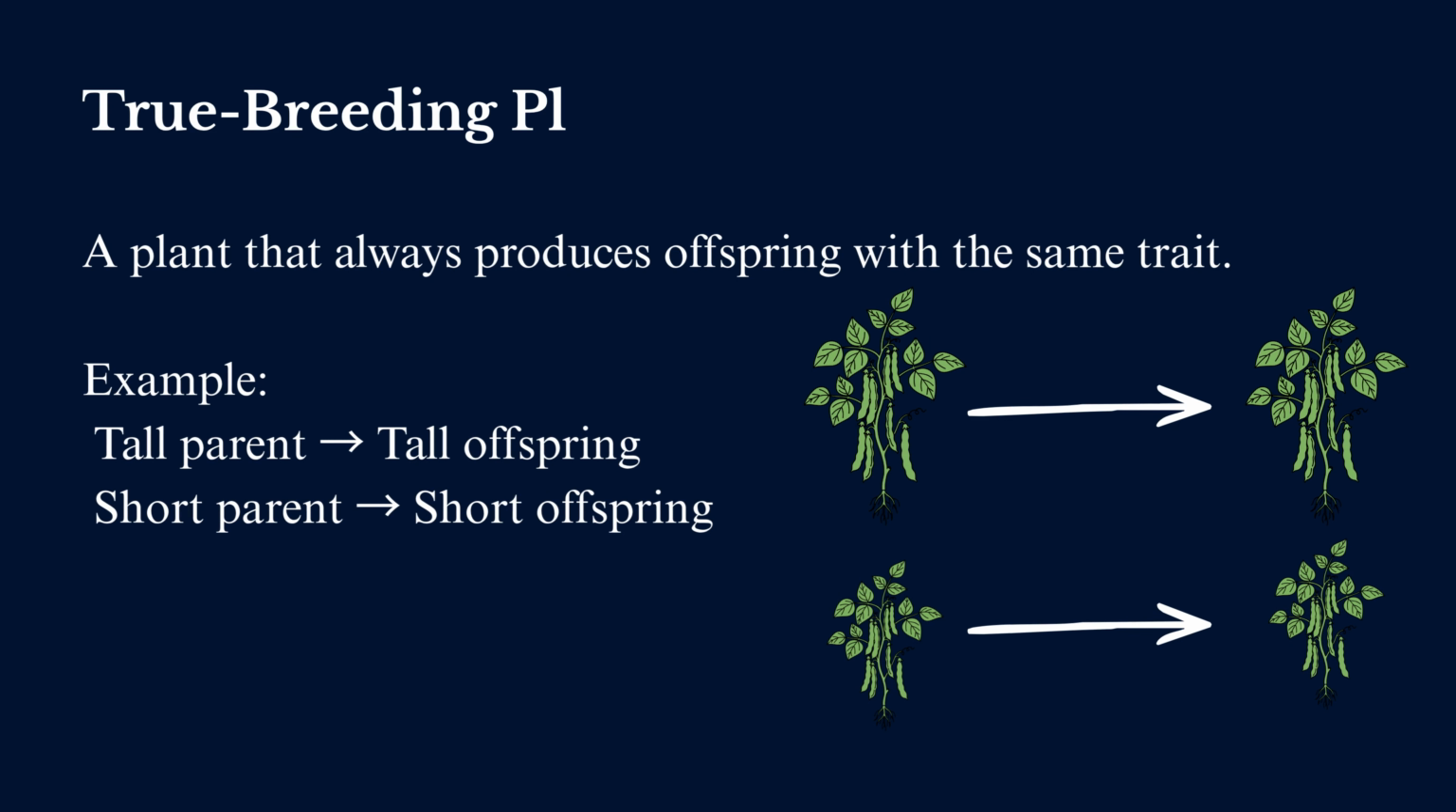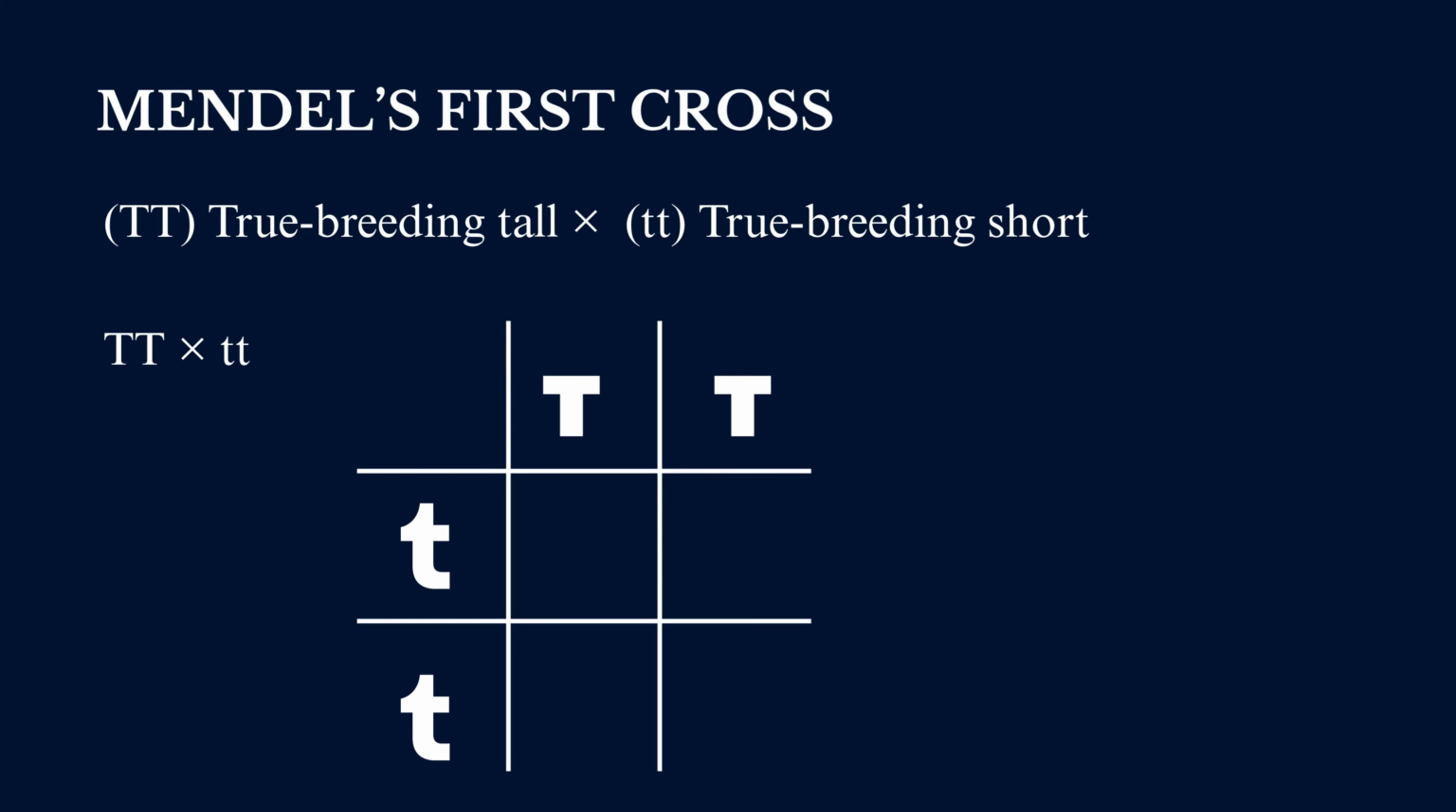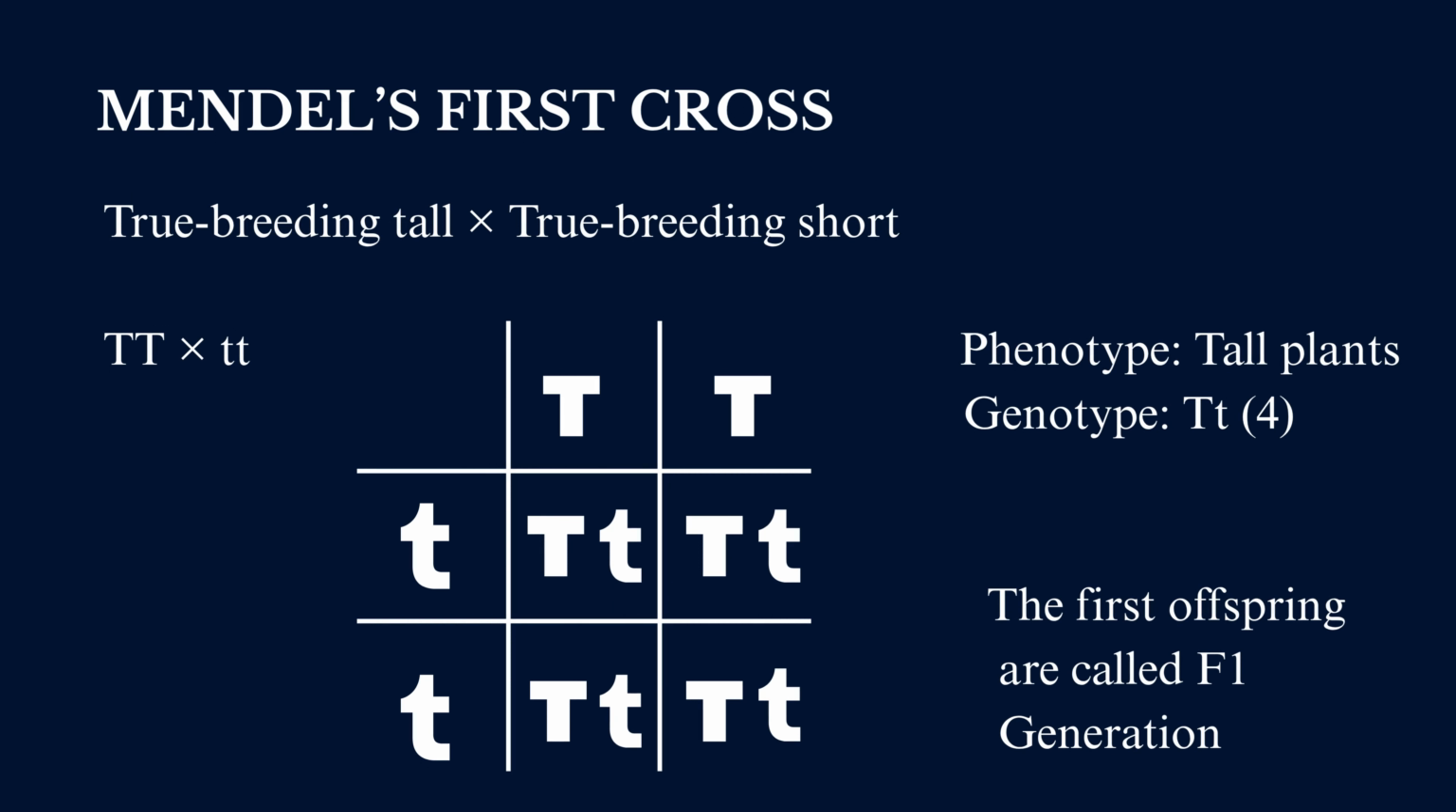Mendel began with true breeding plants. True breeding means that when the plant reproduces, it always produces offspring with the same trait. For example, a true breeding tall plant always produces tall offspring, and a true breeding short plant always produces short offspring. Mendel crossed a true breeding tall plant with a true breeding short plant to see what would happen in the next generation. The offspring from the first cross are called the F1 generation.